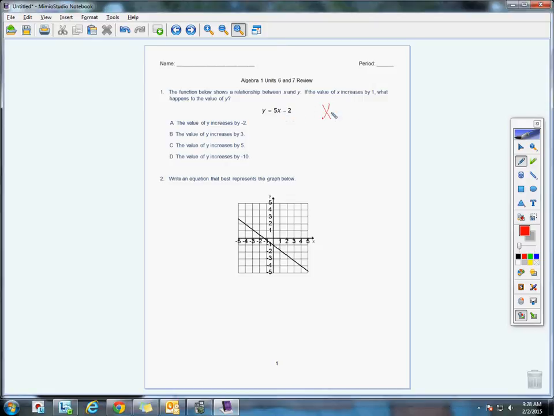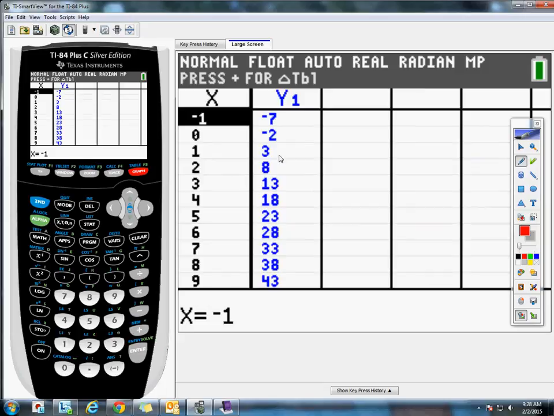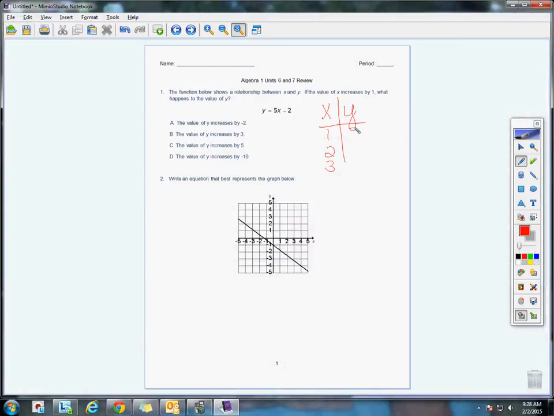What we can do is do an xy table. We know x is increasing by 1, so we can just do 1, 2, and 3. We can plug this into y equals. So my y equals, we're going to type in 5x minus 2. Go to our table. And we can see for 1, we have 3, 8, and 13. So I'm going to copy those values over here. So we have 3, 8, and 13.